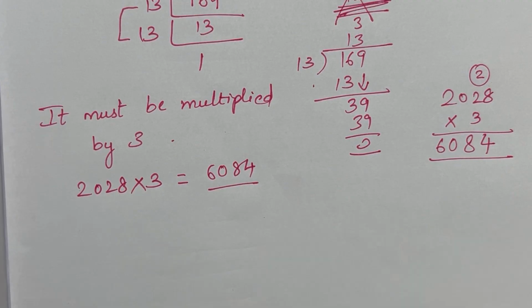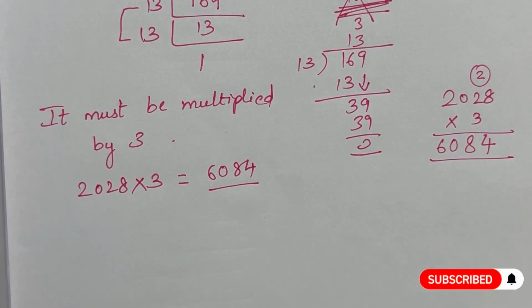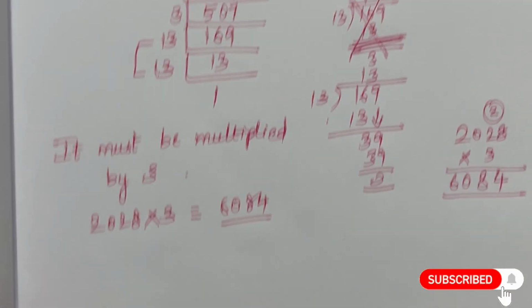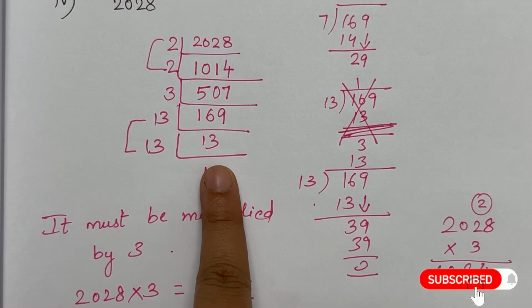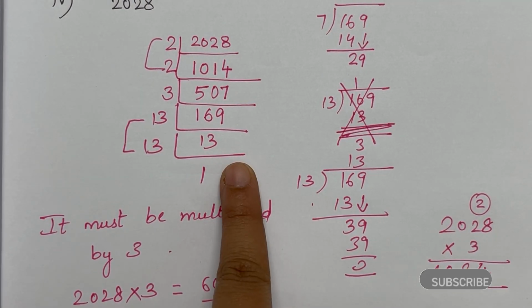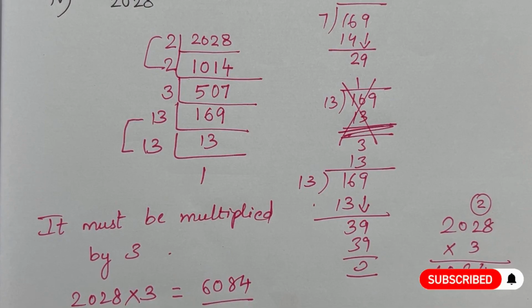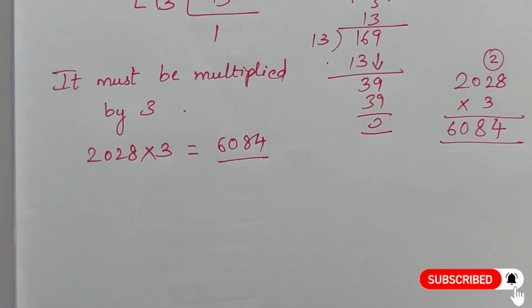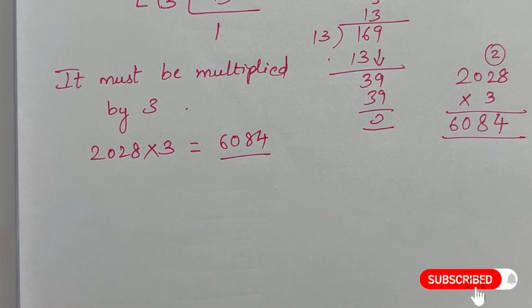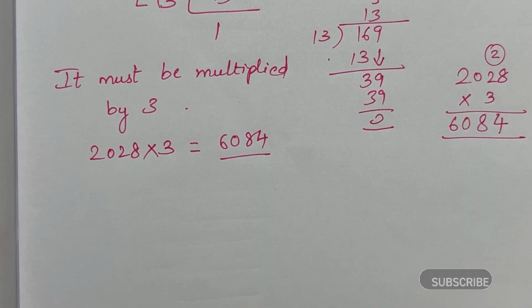We'll find square root of 6084. So in this question there are 3 steps. First we'll find prime factors, and we must find by which it should be multiplied. Okay, and then we'll multiply with that number, and then we'll find prime factors and we'll find the square root.